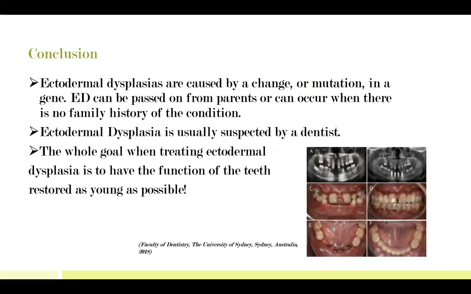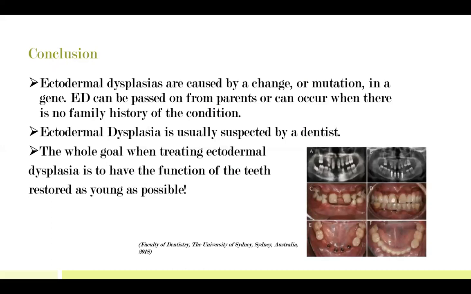The whole goal when treating ectodermal dysplasia is to have the function of the teeth restored as young as possible. Again, that's really important to have that function of the teeth restored. As the child's mouth grows and permanent teeth erupt, recommendations for other types of treatment may be made, such as the need for braces to correct the position of the teeth and assure their proper function. Treatment may include removable, fixed, or implant-supported prosthesis, again, according to the severity of dental manifestations.